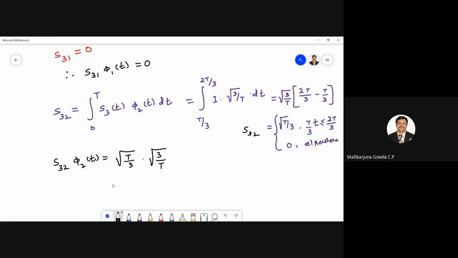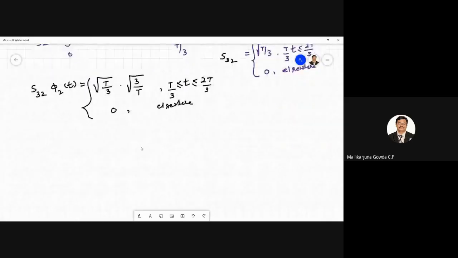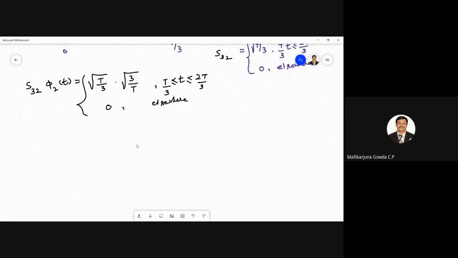So over what interval? This is over when t is less than or equal to 2t by 3 and greater than or equal to t by 3. For other values, it is 0. I can say it is 0 elsewhere. Is it fine? Okay. So root t by 3 into root of 3 by t can be written as what?